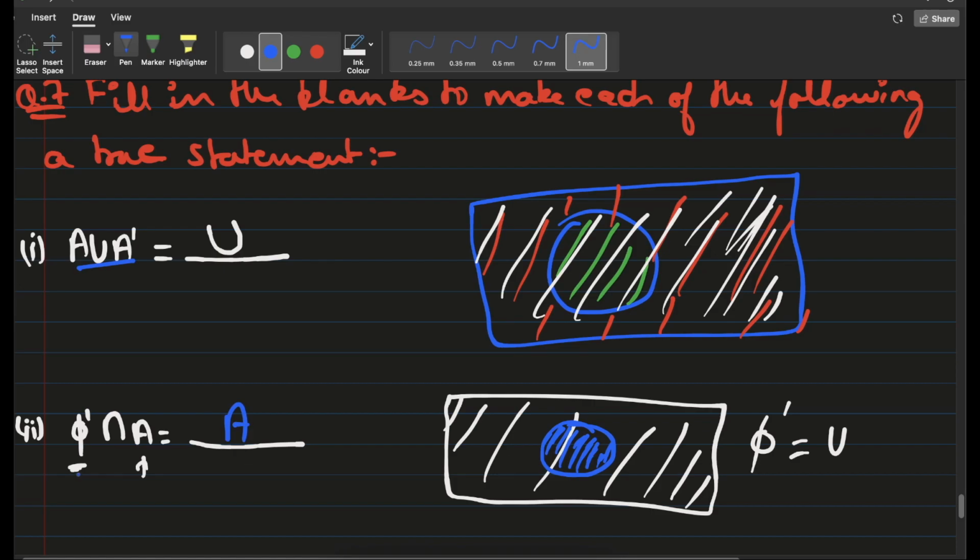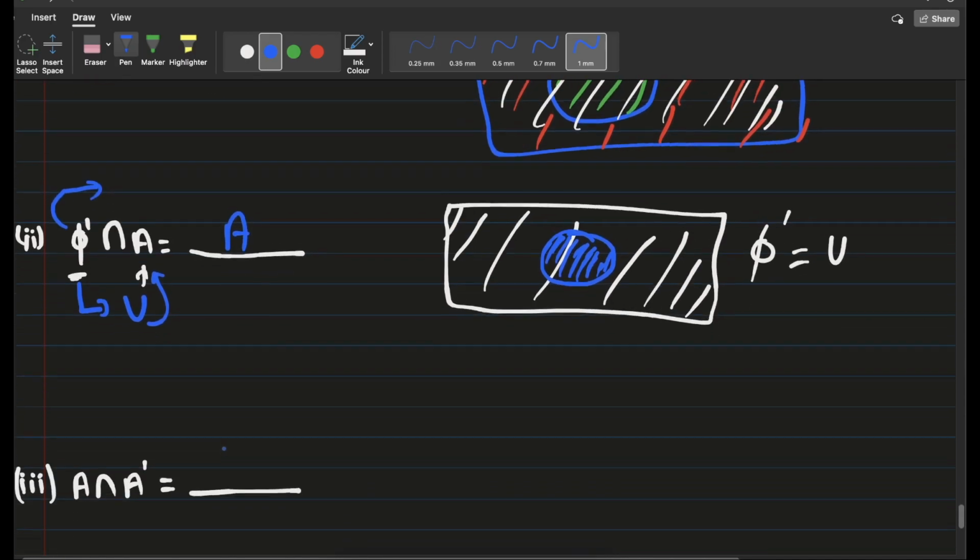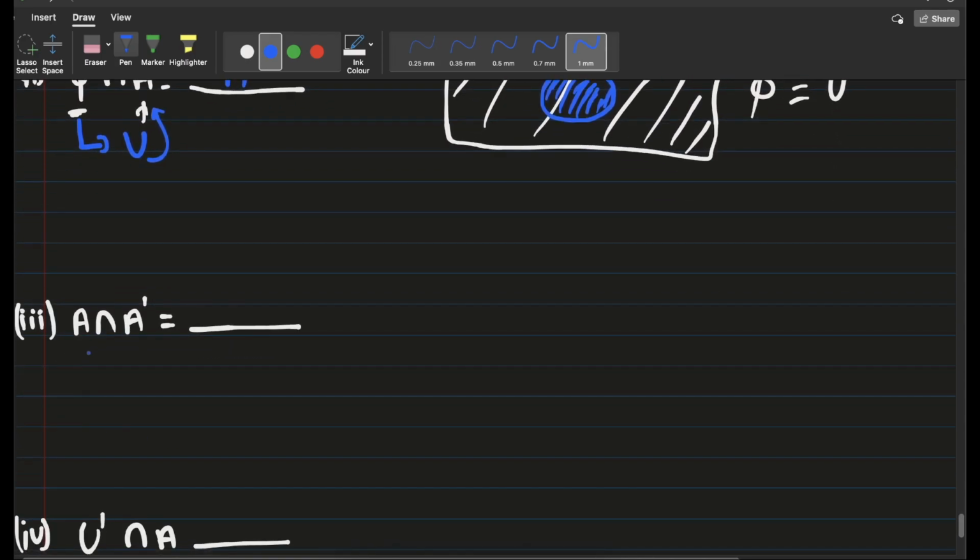This phi complement is universal set. You got it? Because phi is null set, it contains no element. And then if we complement it, what we mean is that we are removing no element from our universal set. So that makes our answer only universal set. So if we intersect universal set with A, what do I get? A, right? Next question. A intersection with A complement.